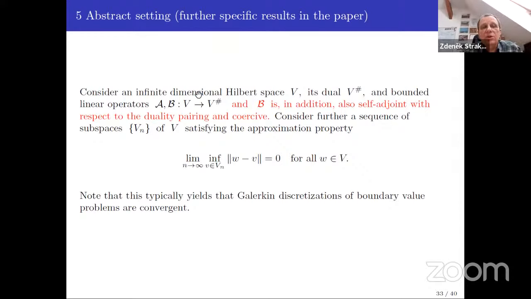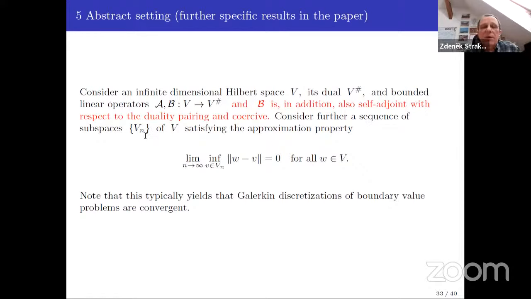So for this general setting, we just have an infinite dimensional Hilbert space, V dual, and we have two operators A, B, as typically in this PDE boundary value problem setting. For A, there is no further assumption. We don't even need self-adjointness, nothing. It's just a bounded linear operator, that's it. But for B, we need self-adjointness and also coercivity, because of course we need invertibility and we need self-adjointness for defining the inner product. And we consider a sequence of subspaces on which we discretize, as we had at the very beginning.